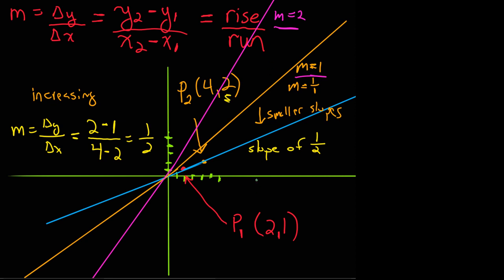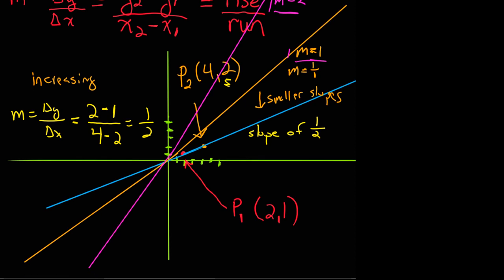Notice all of these slopes are positive, right? These are all greater than 0. And so these are increasing. I'm going to draw another graph down below. I'm going to use these numbers, but I'm going to use their negatives. So come down here.